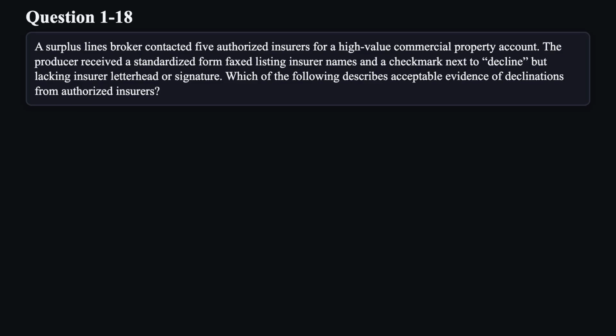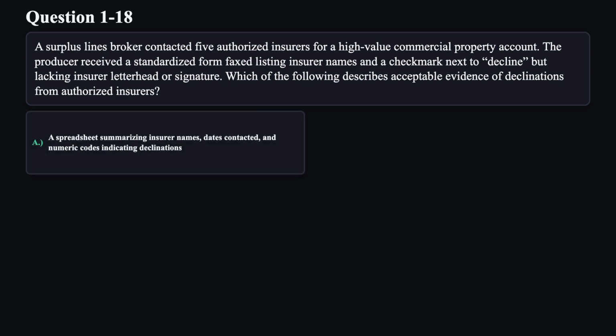Question 18. A surplus lines broker contacted 5 authorized insurers for a high-value commercial property account. The producer received a standardized form faxed listing insurer names and a check mark next to decline, but lacking insurer letterhead or signature. Which of the following describes acceptable evidence of declinations from authorized insurers?